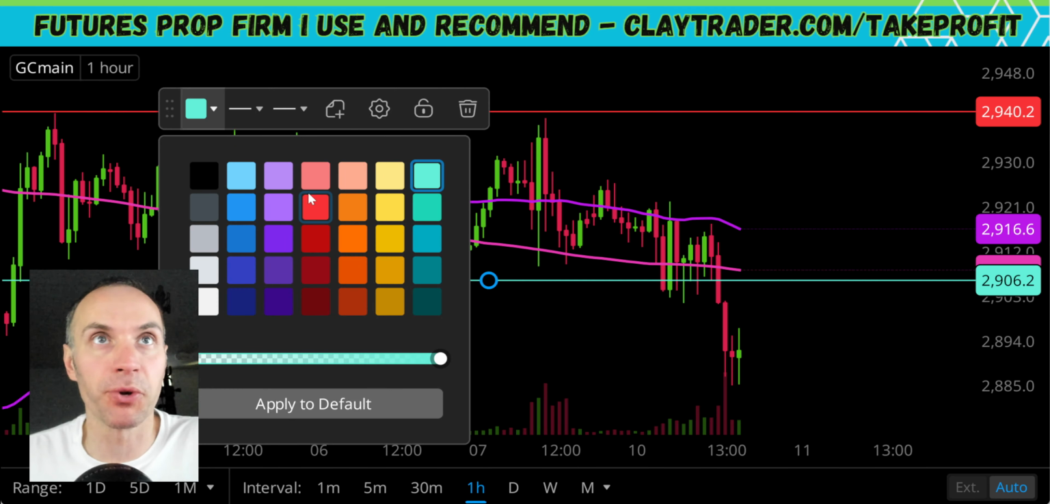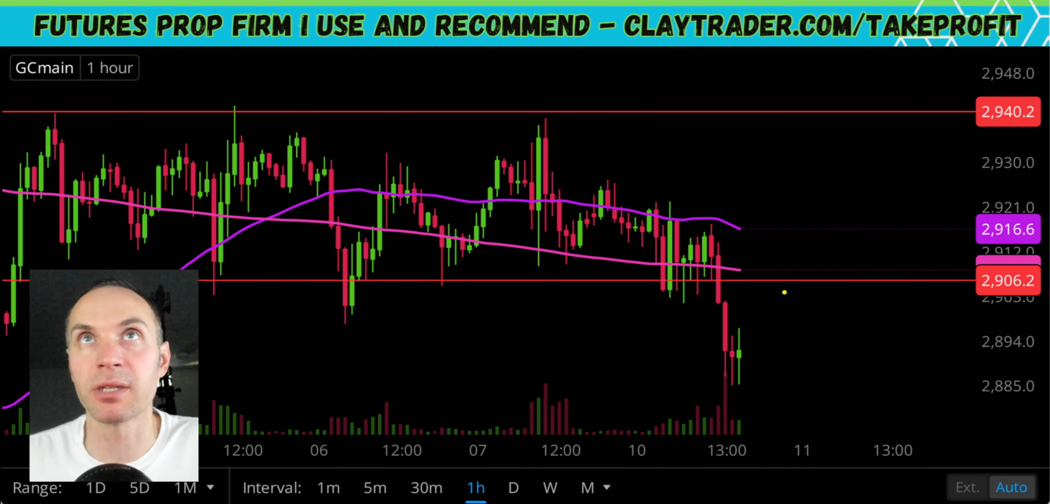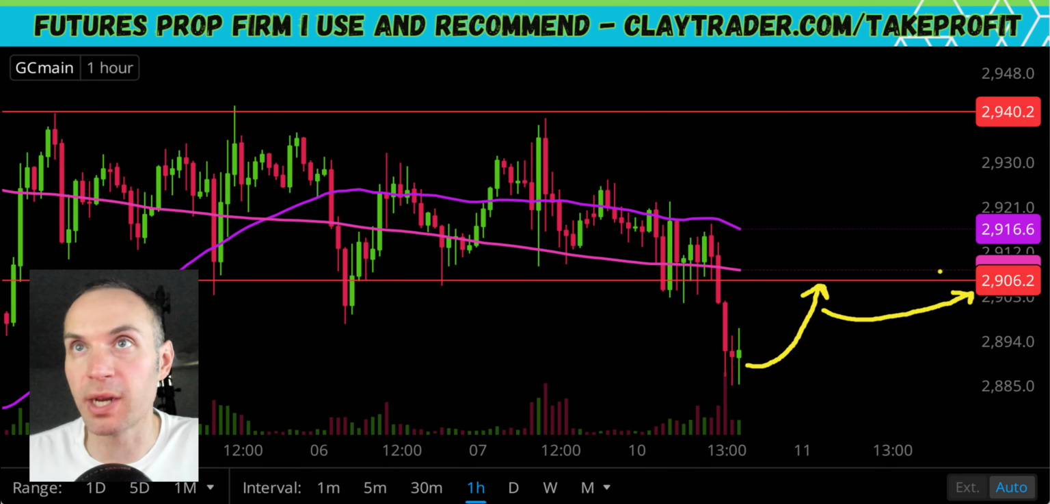So when levels of support are broken and closed below, they tend to act as resistance. So if the price does try to curl back upwards and gold tries to make another move back to the upwards point of view, then that area right there at 29.06 would be that first key battleground to watch.